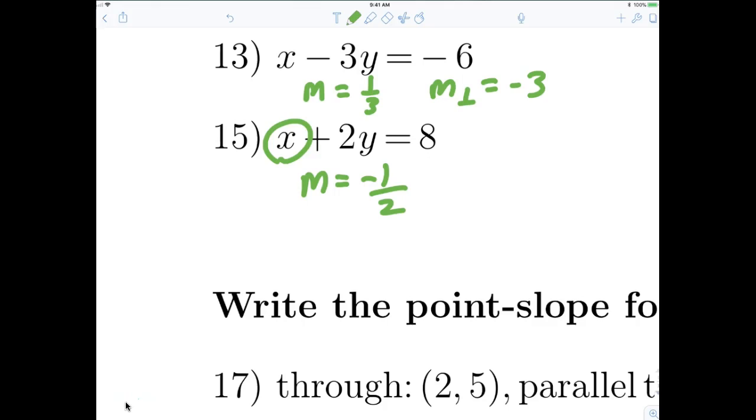Everybody happy? All right. So then you would say the slope of the perpendicular is equal to what? Is everybody happy? Slope of the perpendicular would be 2. Any objections? Any problems? All right, here we go.